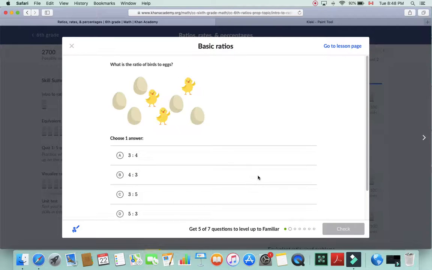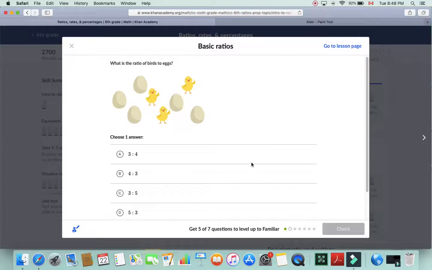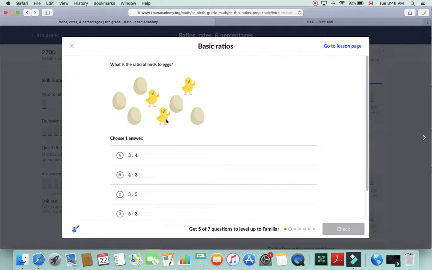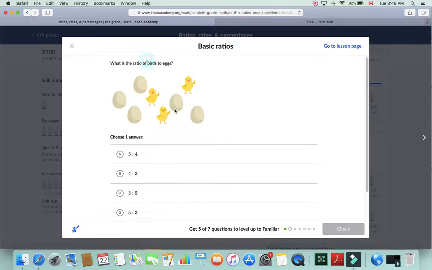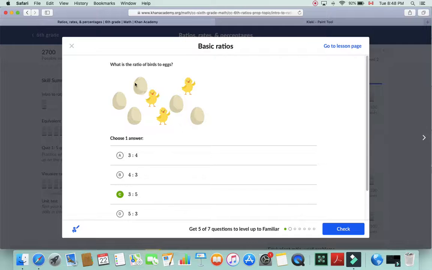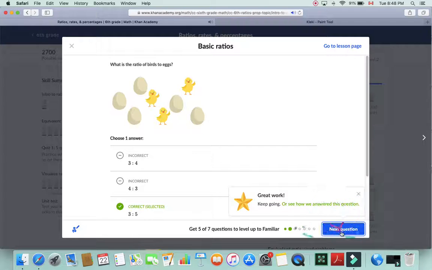Oh yeah, you should try it too. Pause the video and try it yourself. What is the ratio of birds to eggs? Okay, first, let's count how many birds there are. 1, 2, 3. There are 3 birds. So the first one should be 3. Easy. A or C. And the number of eggs. 1, 2, 3, 4, 5. 5. Perfect.